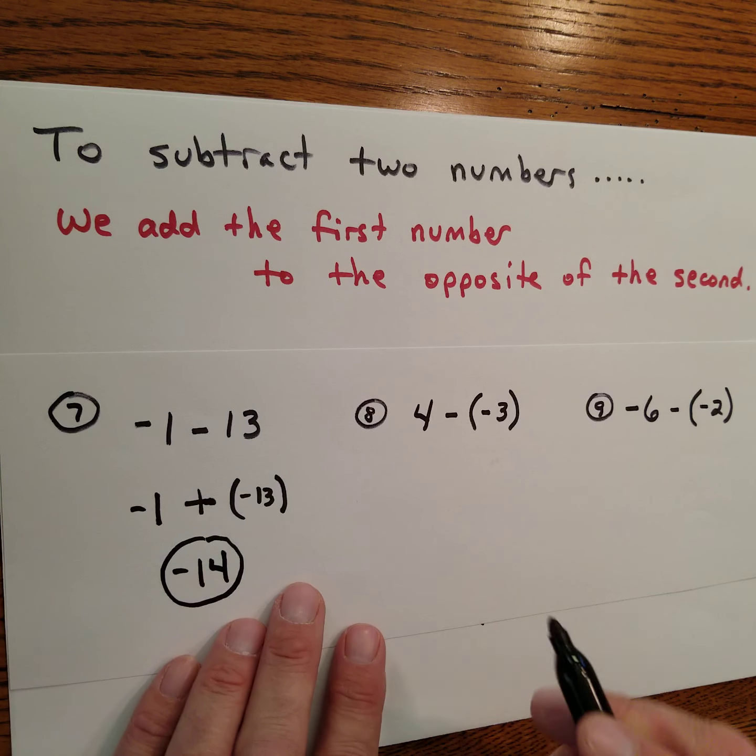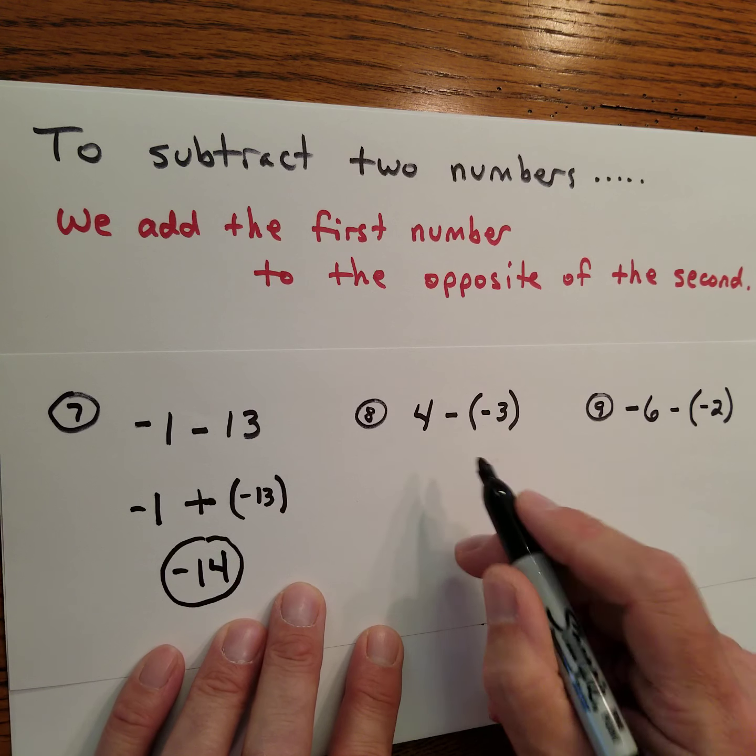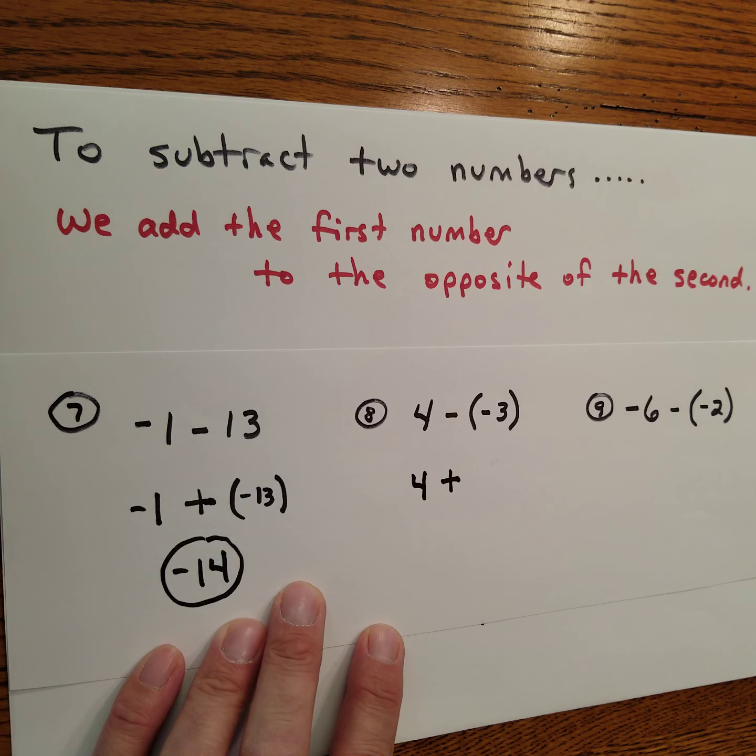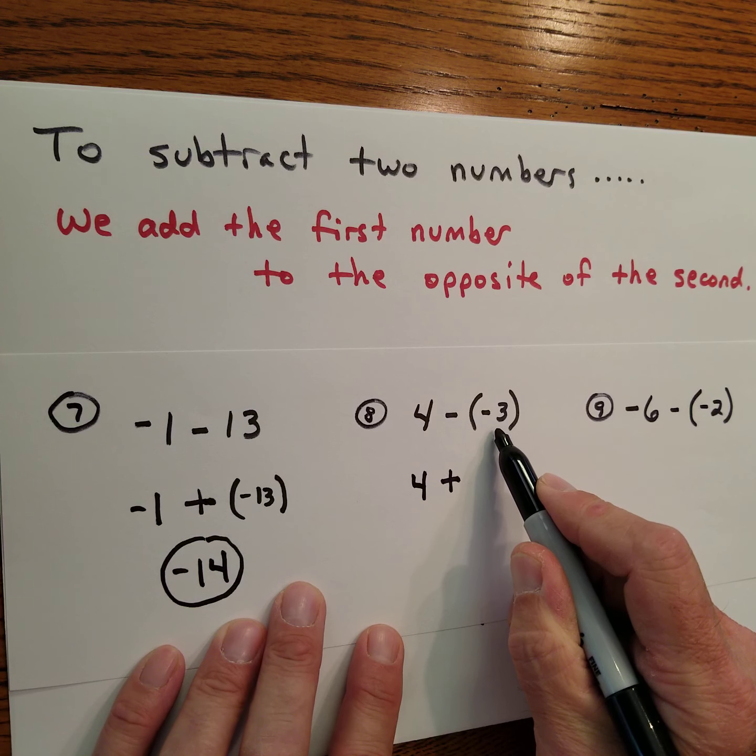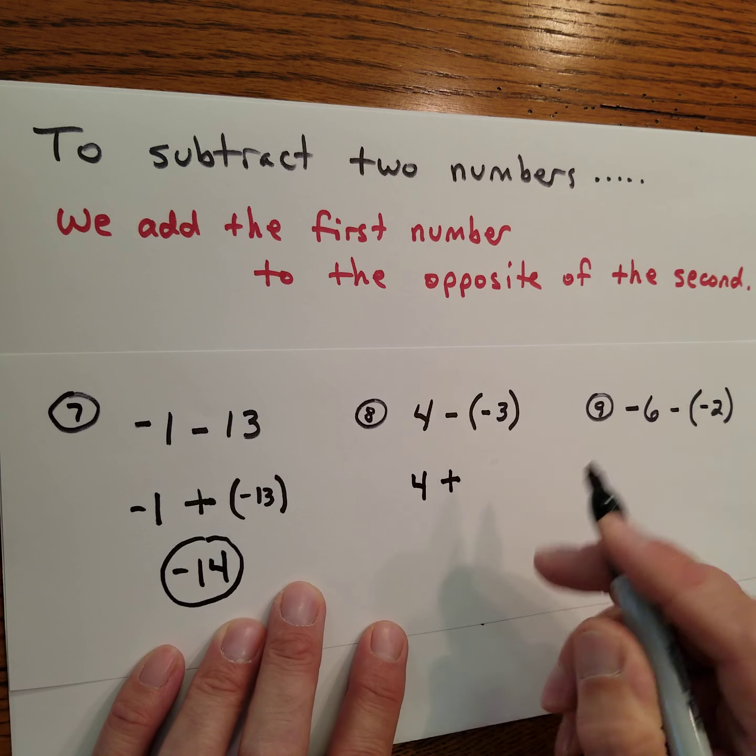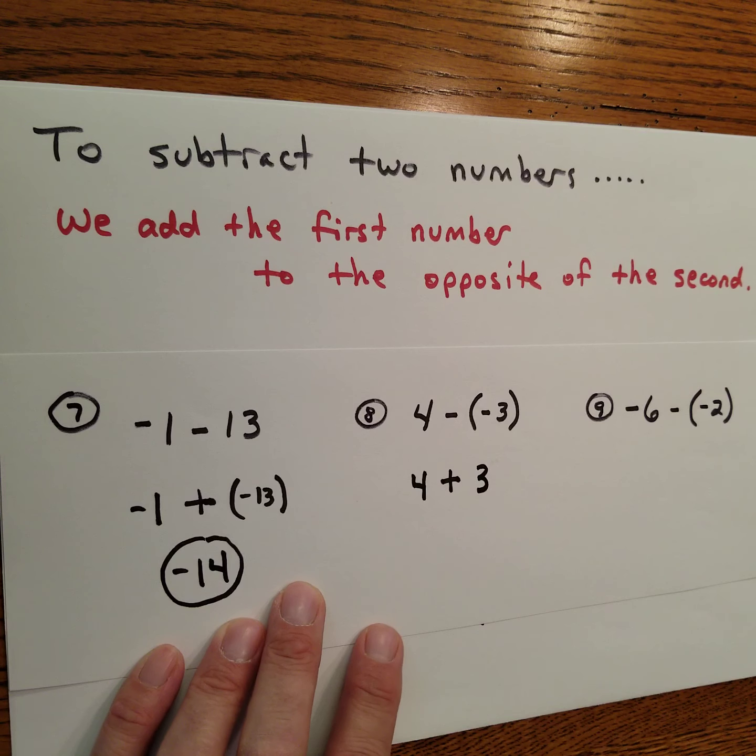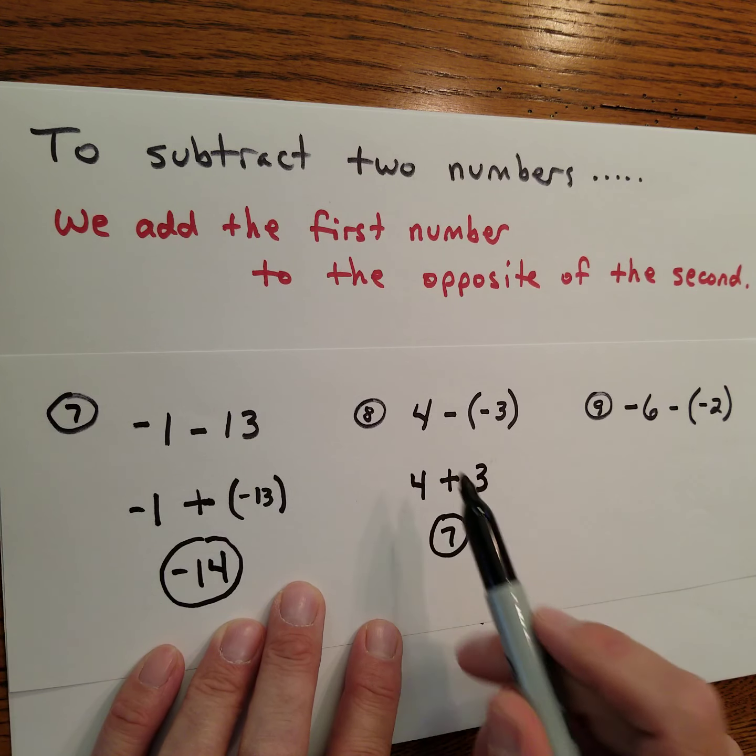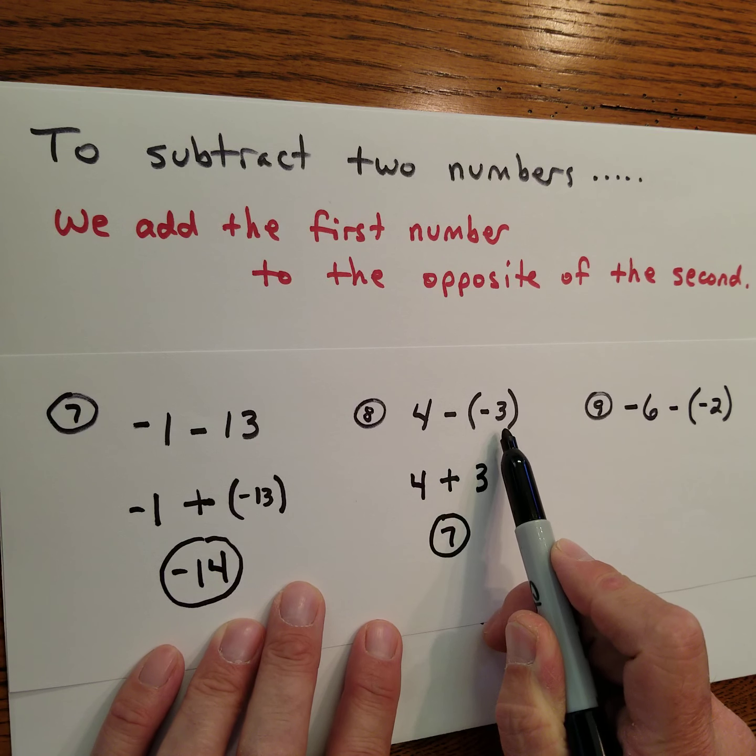For number 4, I see subtraction. I change it to addition of the first number and the opposite of the second number. The second number is -3. The opposite of -3 is +3. 4 plus 3 is 7. So 4 minus -3 is 7.